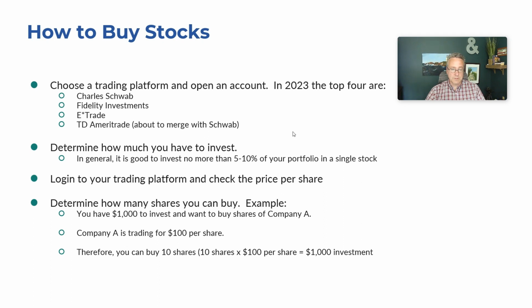You can log into your trading platform and check and see how much the shares of the stock are trading for. So here's an example. You have $1,000 to invest and you want to buy shares of company A. Company A happens to be trading today at $100 per share. And so you can buy 10 of those $100 shares, which equals that $1,000 investment that you'd like to make.